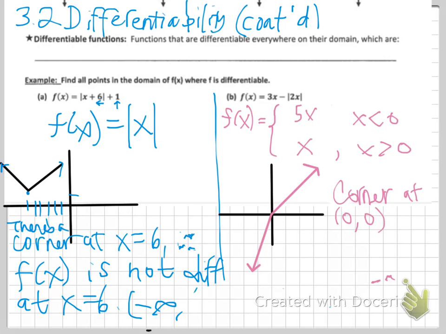And this time I'm just saying the point, not just the x value. Therefore, not differentiable. I'm kind of being sparse here with my language. Not differentiable at x equals 0. And so, again, you would say that f is differentiable everywhere except at x equals 0, or you could use the interval notation. All right?